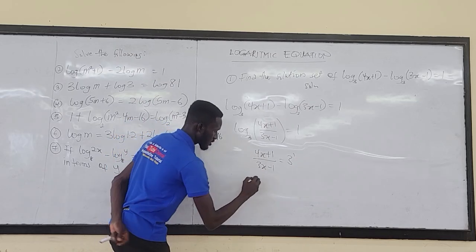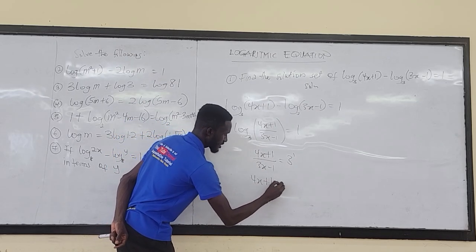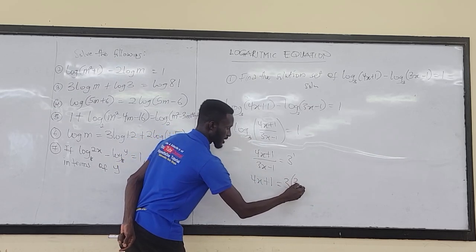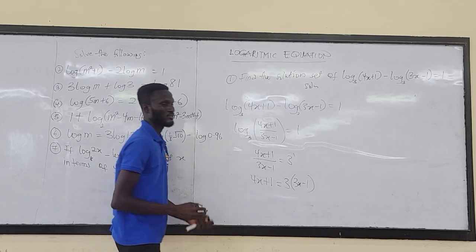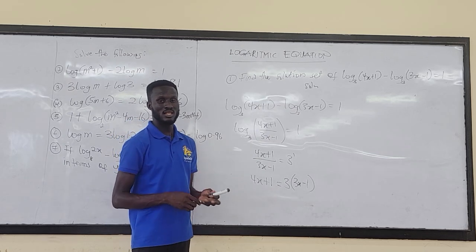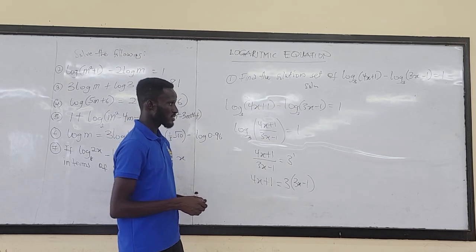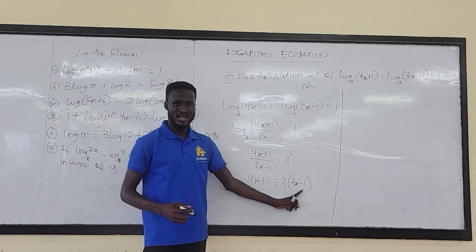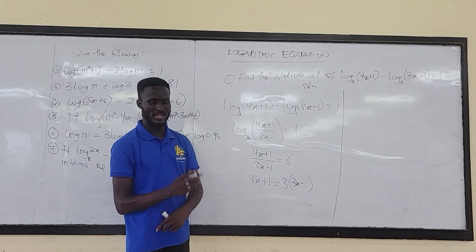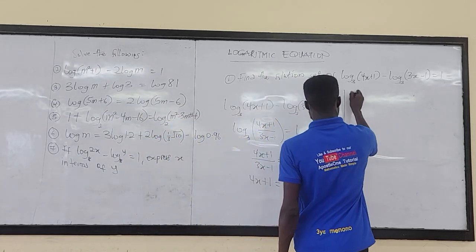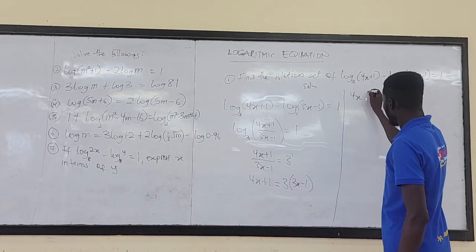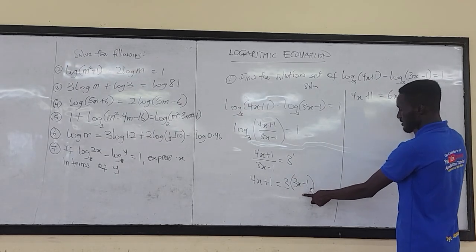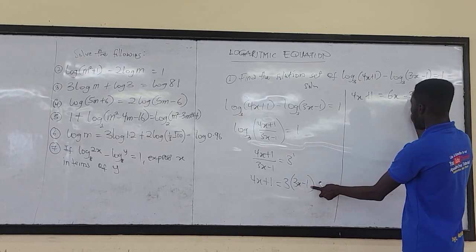So we have 4x plus 1 is equal to 3, we multiply the denominator, 3x minus 1. These are the questions that come in both WAEC and JAMB, we pay attention to it. Now at this point, I will just expand this bracket, group like terms and solve for x. It is very simple like that. And so we have 4x plus 1 equal to 3 times 3x, which gives us 9x, and 3 times 1 gives us minus 3.